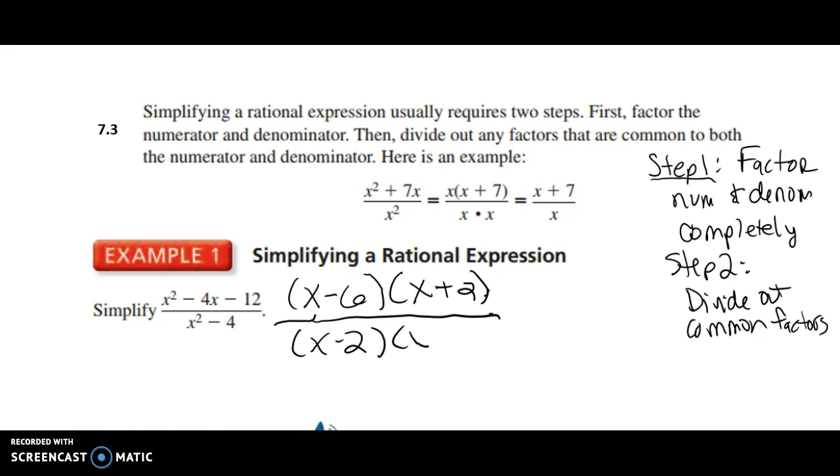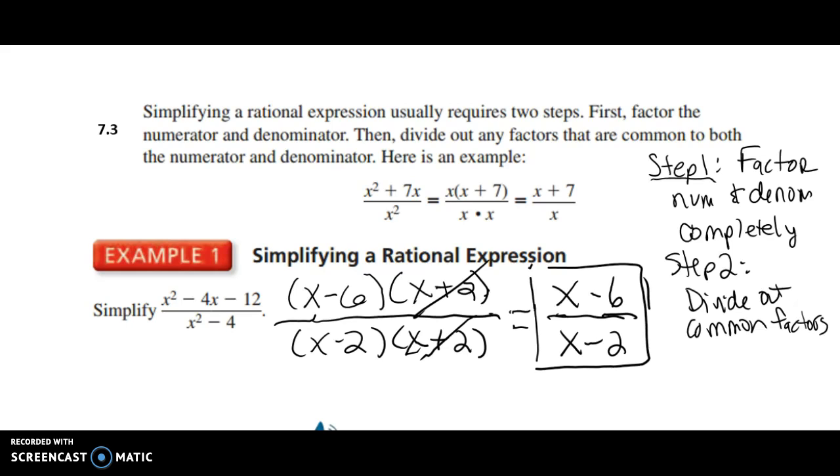You then want to divide out any common factors. So you can see we have an x plus 2 on the top and the bottom that cross out, and then you're going to write your final answer, which will be x minus 6 over x minus 2. This is our final answer. You cannot cross out the x's and then be left with negative 6 over negative 2, which is 3. That would be a big no-no, like if you try and cross out those. No.